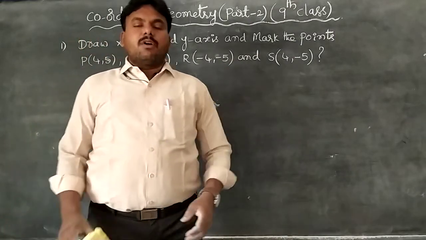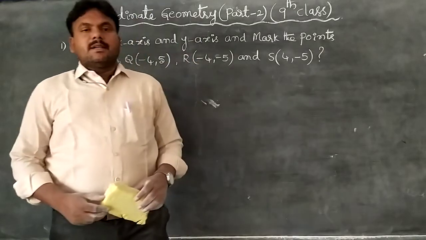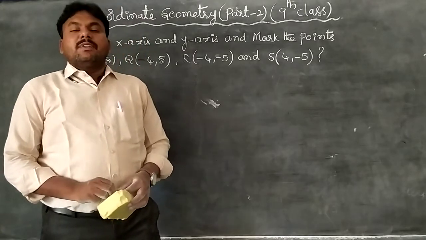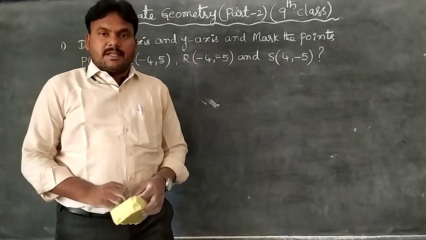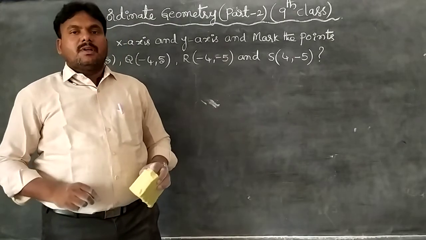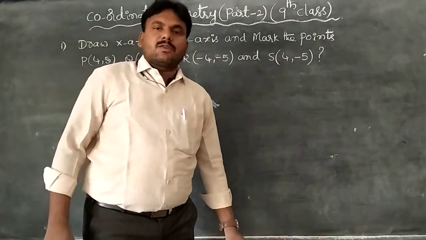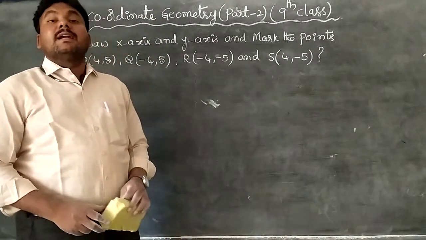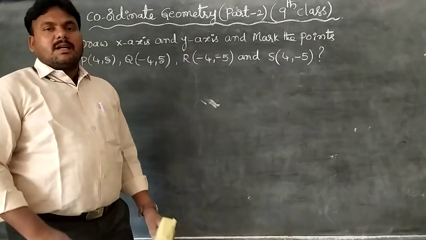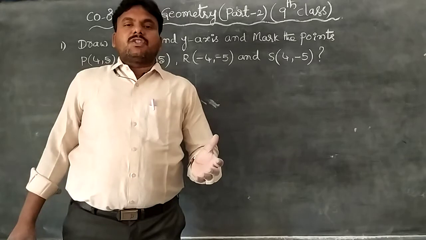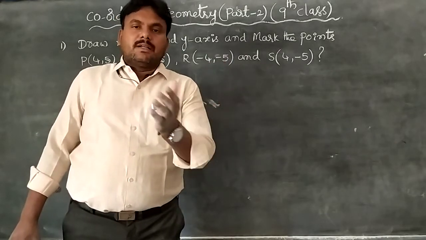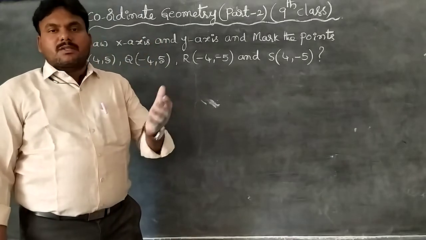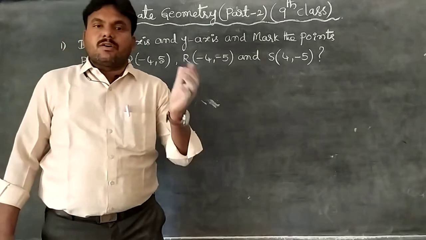What is coordinate geometry? The representation of a point on a plane with the idea of two lines of reference led to the development of a new branch of mathematics called coordinate geometry. Coordinate geometry is also called analytical geometry. The famous French mathematician René Descartes developed coordinate geometry. That's why we call René Descartes the father of coordinate geometry.